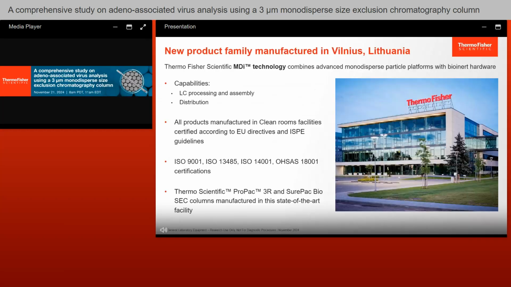This new product family is manufactured in our campus in Vilnius, Lithuania. It houses MDI technology, which is monodisperse inert. This combines our advanced monodisperse particle platforms inside of bioinert hardware. Our Lithuania manufacturing team has wonderful capabilities from LC processing and distribution, has wonderful ISO certifications, and also manufactures our newest ProPack 3R columns and the new SurePack Bio SEC columns.